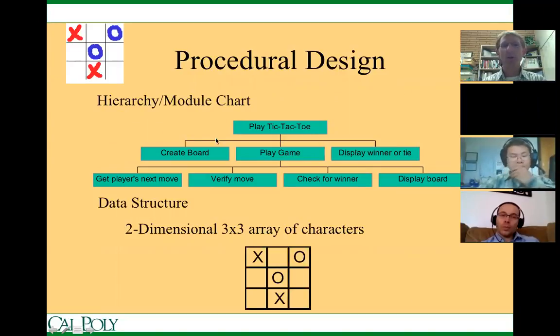Probably what we used to do is something like this. We create a hierarchy or a module chart. We would often do a top-down design. So we would start with what's the big thing we're trying to do and then break it up into modules. What are the pieces of that? Playing tic-tac-toe is the big thing we're trying to do. What is involved in that? Well, we need to create the board, the tic-tac-toe board. We need to be able to play the game, and then at the end we'll display the winner or whether it was a tie. And then a part of playing the game is these things: getting the player's next move, verifying the move, checking for a winner, displaying the board.